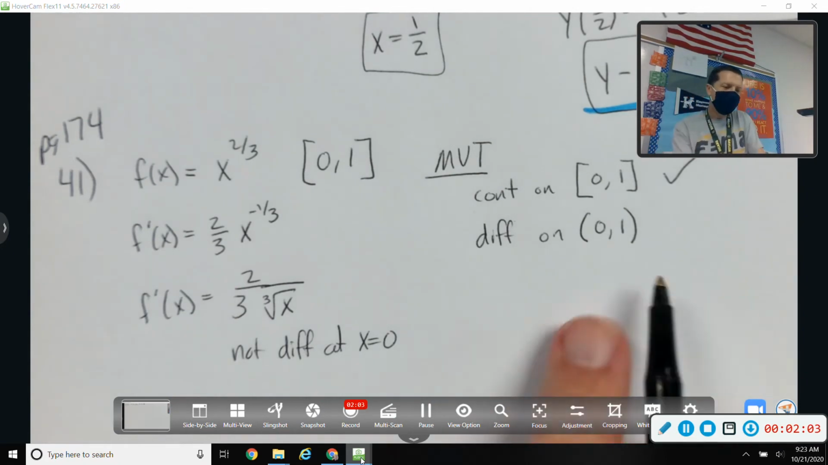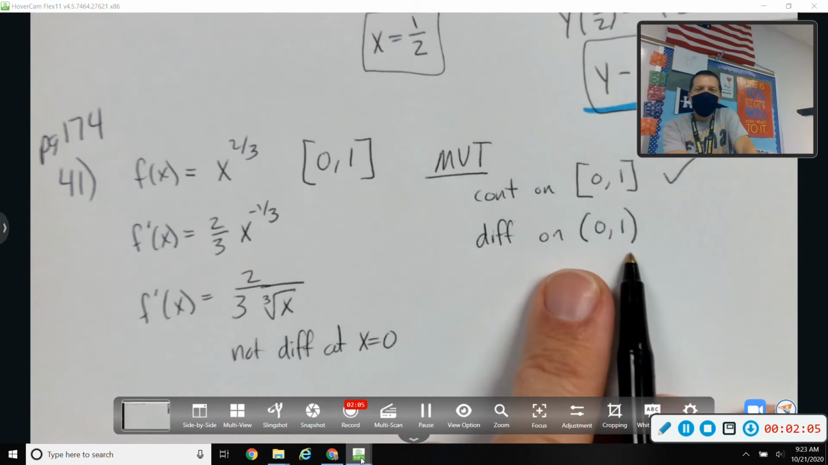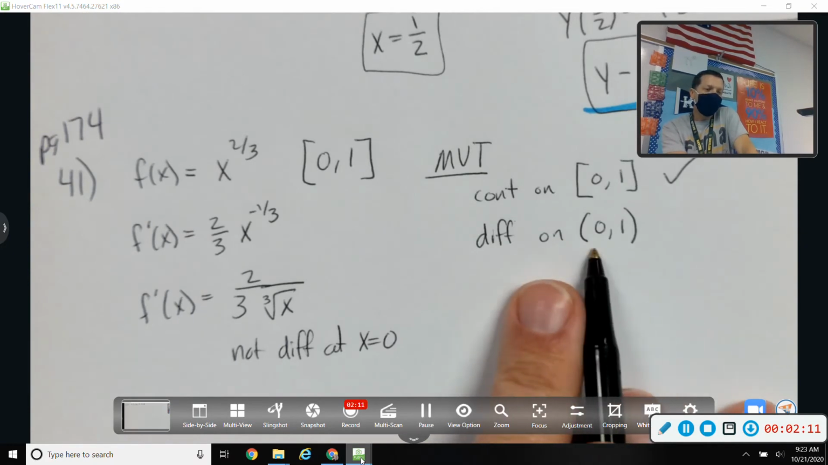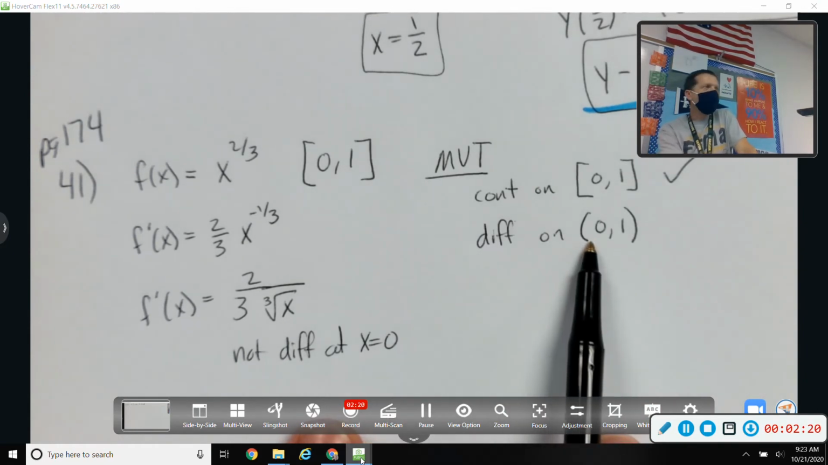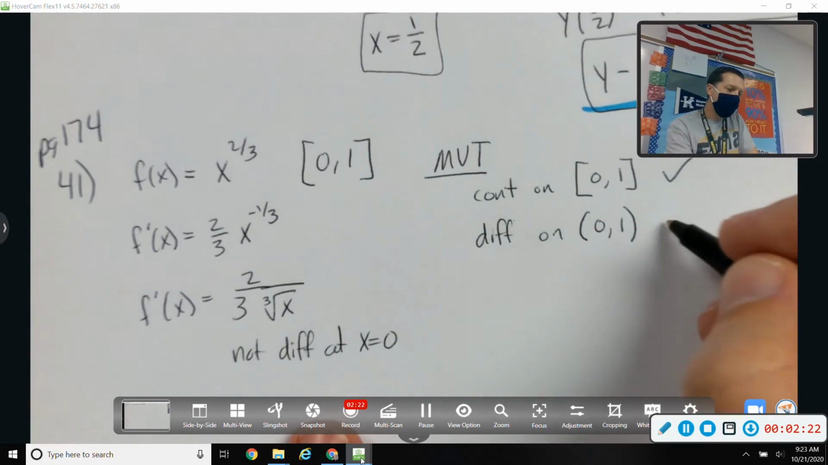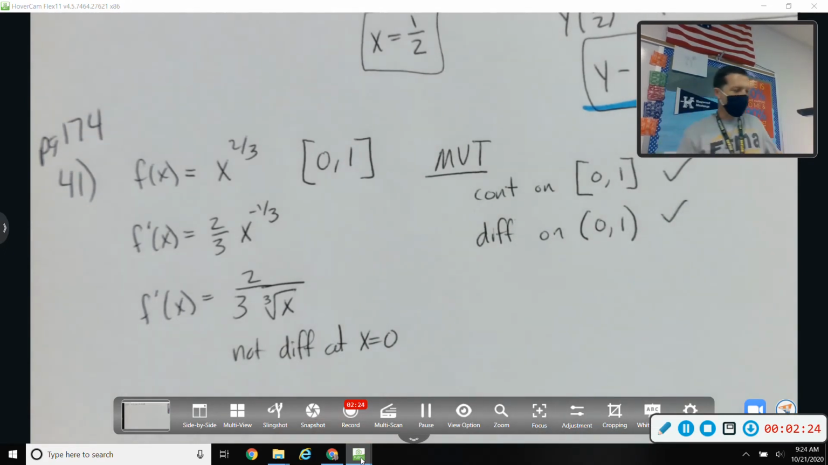But be careful, does it need to be differentiable at x equals 0? No, because the open interval means don't worry about at 0. So yes, at 0 is a problem, but we're not getting to 0 in terms of differentiable. So we're okay just barely on that one.